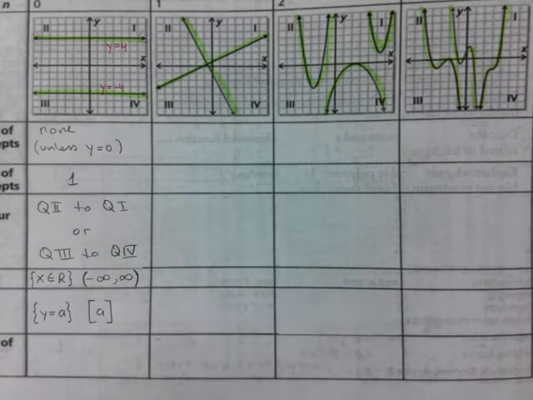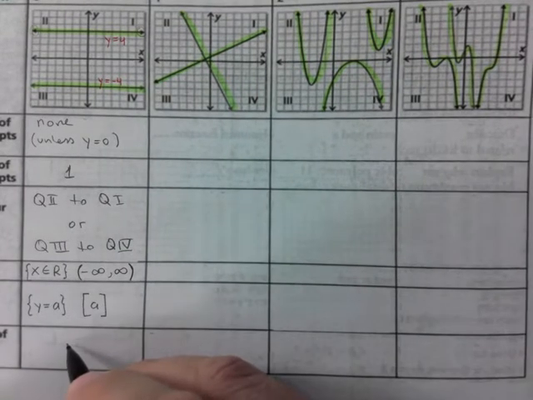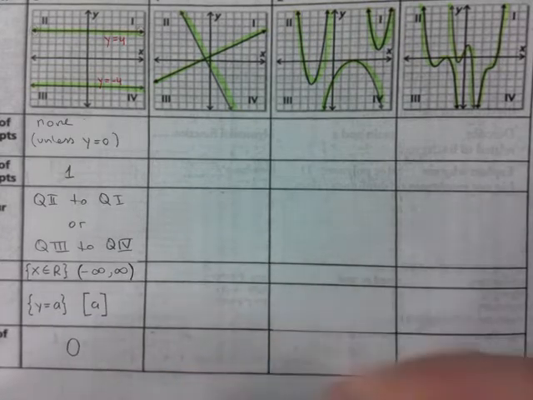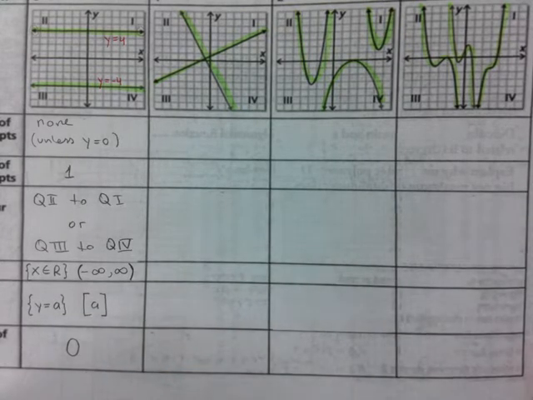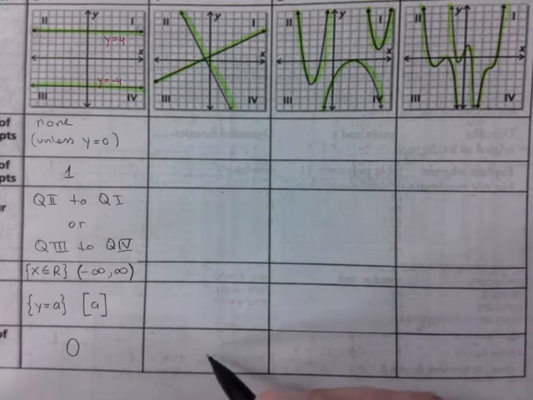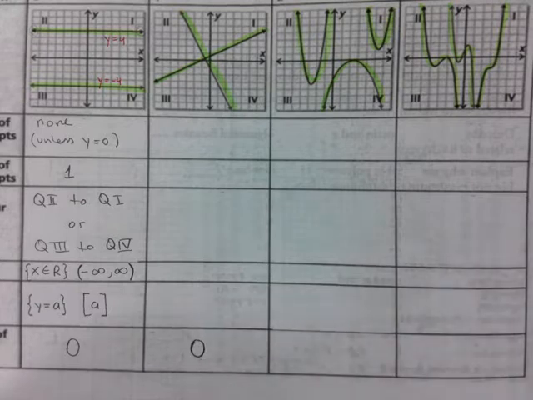Number of turning points, this one has 0, right? 0 turning points. It doesn't turn at all. It just stays straight. I can already tell you that. Let's go over to the linear. It also will have 0 turning points. Those two act exactly the same way.